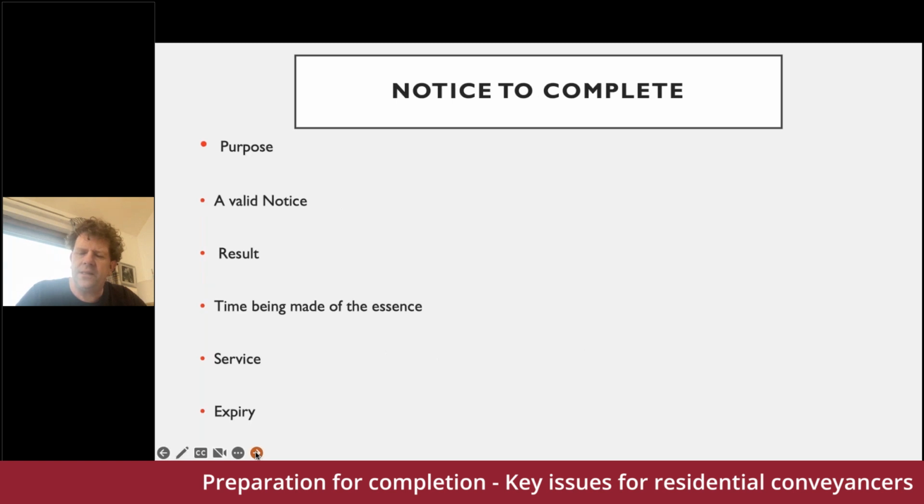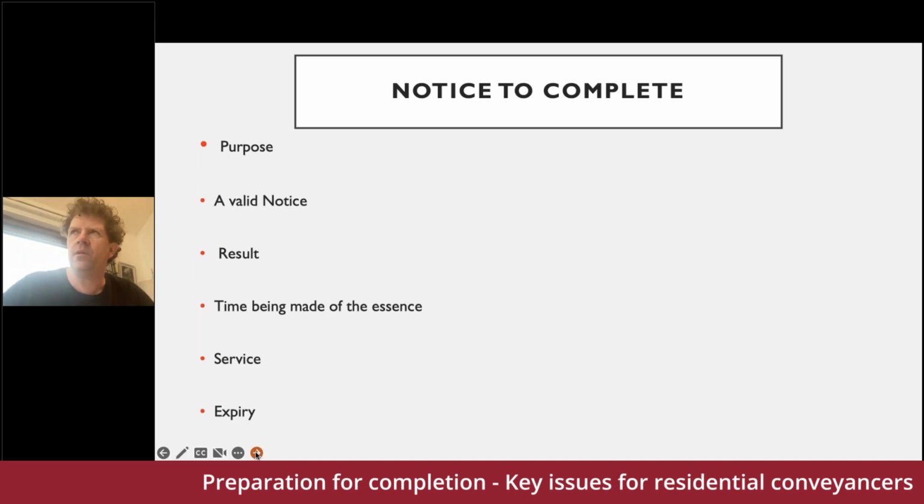For a notice to complete to be valid, the party serving the notice to complete must be ready, willing, and able to complete at the time. A notice to complete makes time of the essence, gives the other side 10 working days to complete. A notice to complete theoretically cannot be extended, and theoretically the notice to complete cannot be withdrawn.